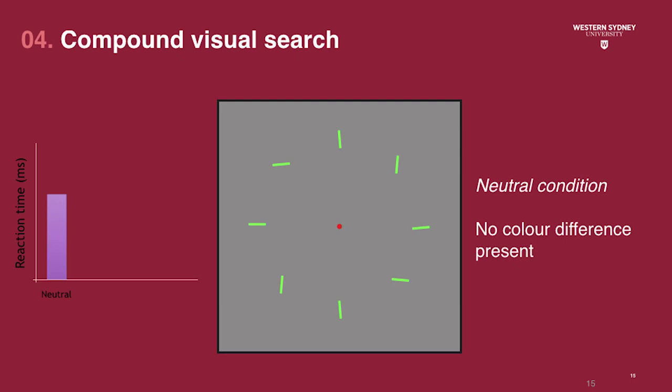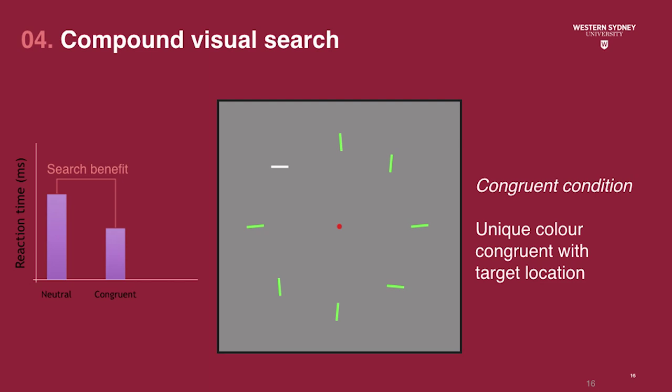In this case, however, the target line is not only defined by its unique orientation, but by its colour. This pairing of a unique secondary stimulus and the target is known as a congruent search condition. If subjects are able to use this redundant colour information to guide their search for the target orientation, then reaction times should be significantly lower than in neutral conditions.